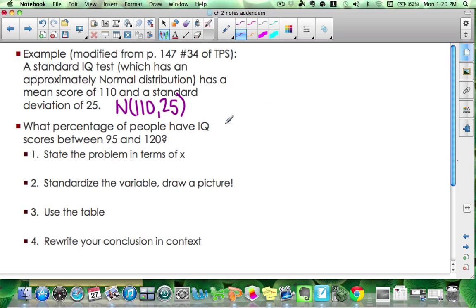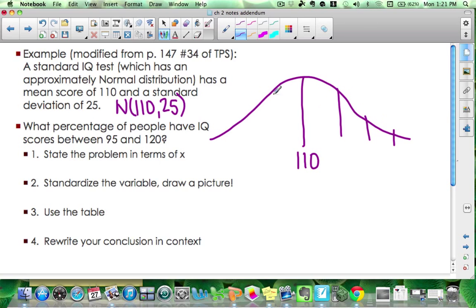For step 1, stating the problem in terms of X, all I really want you to do is draw and shade a picture. So here's my picture. I know it says to draw a picture in step 2, but this is what I actually want you to do. The mean is 110. I'm going to go up 1, 2, 3, down 1, 2, 3, and I'm going to label them accordingly. So if the standard deviation is 25 and the mean is 110, then if I'm one standard deviation above, 110 plus 25 is 135. And then if I add another 25, I'm at 160. And if I add another 25, I'm at 185.